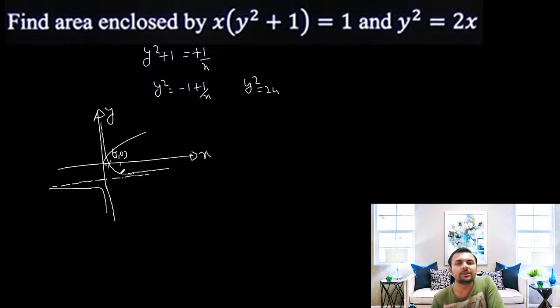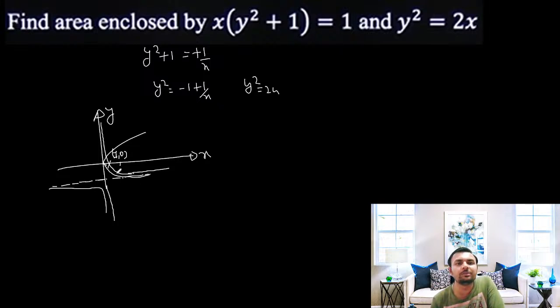X equal to minus 1. X tending to infinity, it is minus 1. So x equal to minus 1, it is minus 2. Y square equal to 2x, so x is positive. At x equal to 1, y is plus minus root 2. So minus root 2 is minus 1 point something. So it is like this. Okay, so area enclosed.